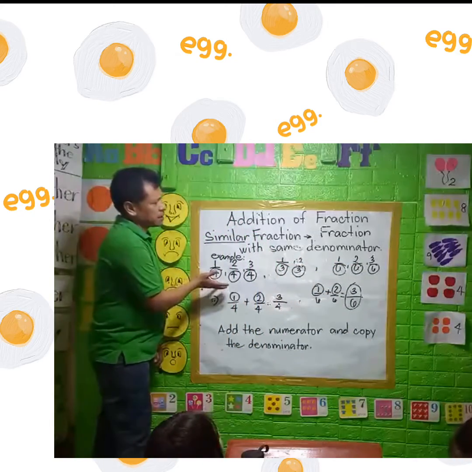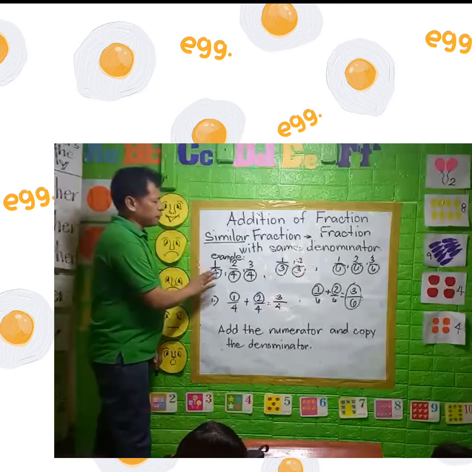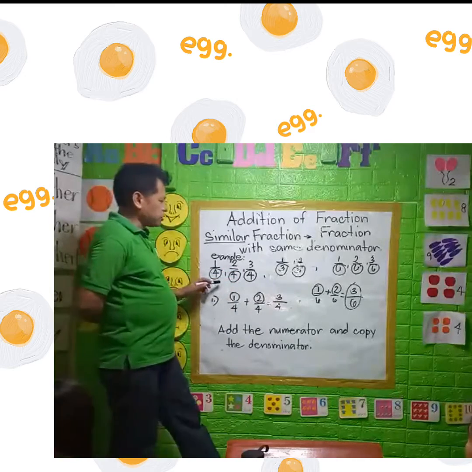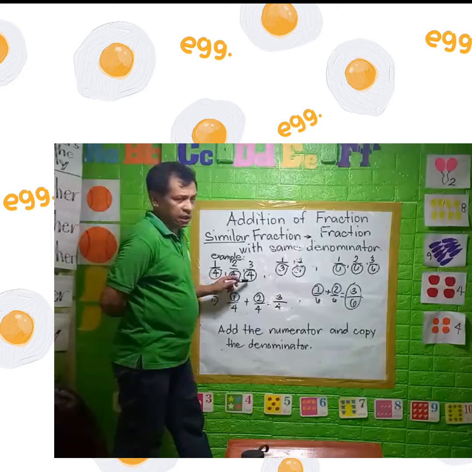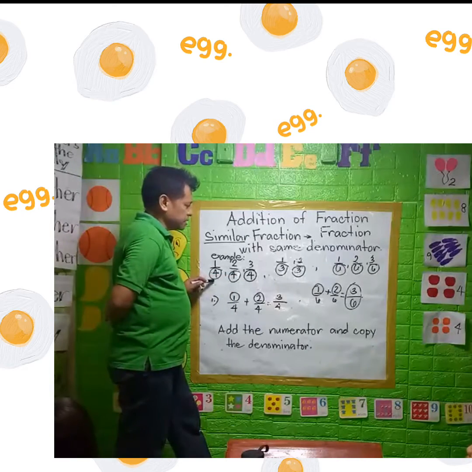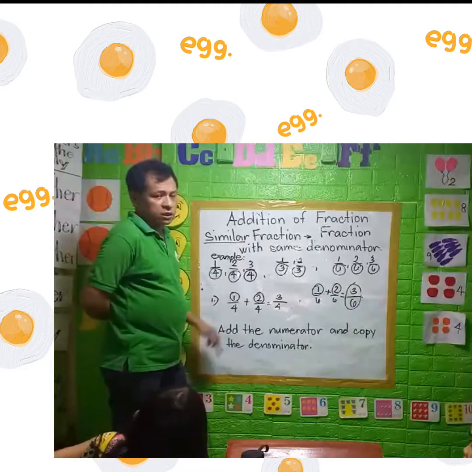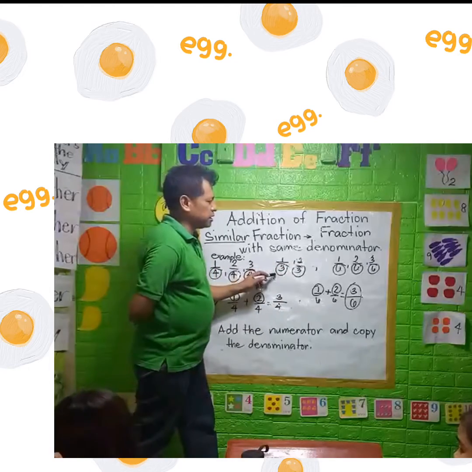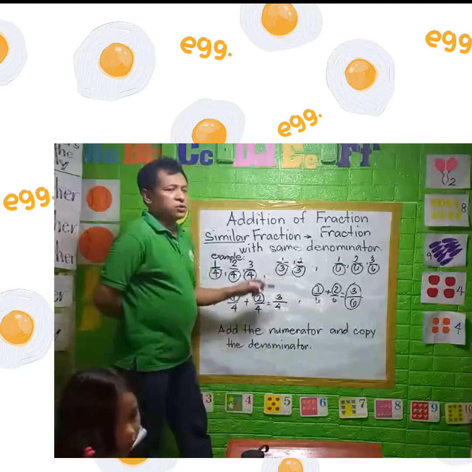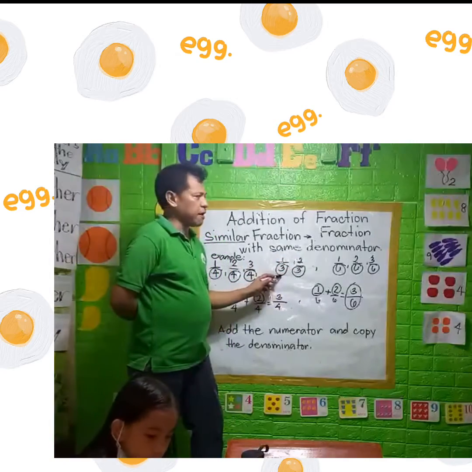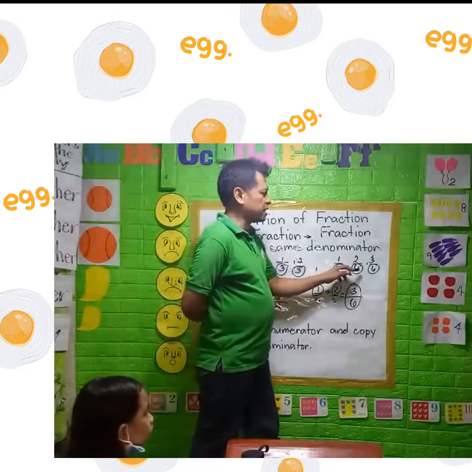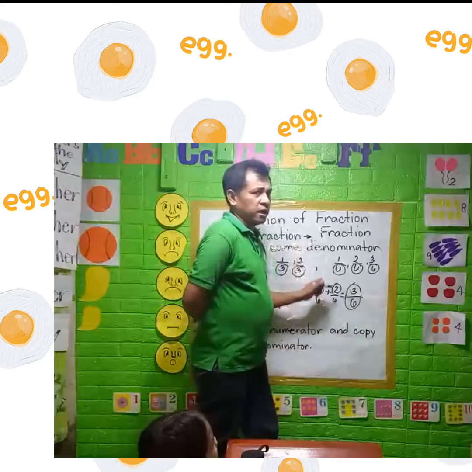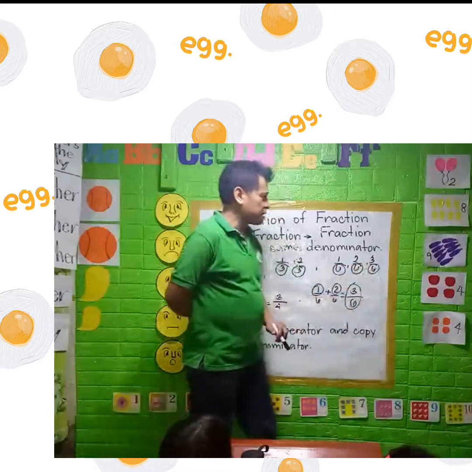Now, why do we call them similar fractions? 1/4, 2/4, and 3/4 are what we call similar fractions because they have a common denominator. Why do we say common? Because 4 and 4 and 4 are similar. That is what we call a common denominator. Another one, 1/3 and 2/3. The denominator is 3 and 3. So these are again what we call similar fractions. Another one is 1/6, 2/6, and 3/6. We call them similar fractions because they have a common denominator.